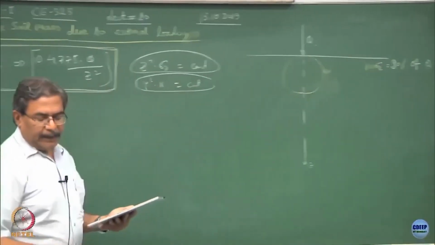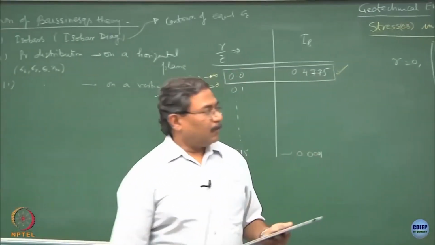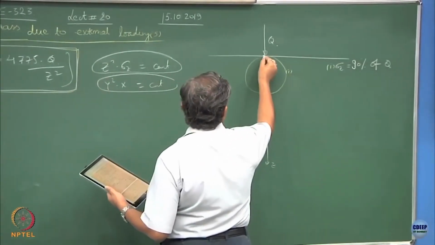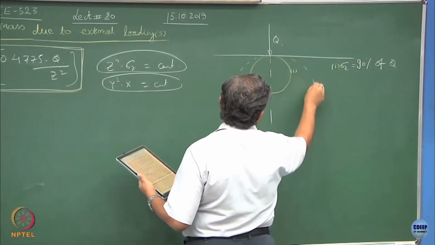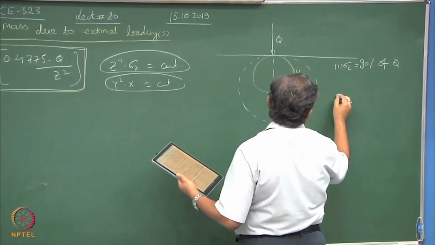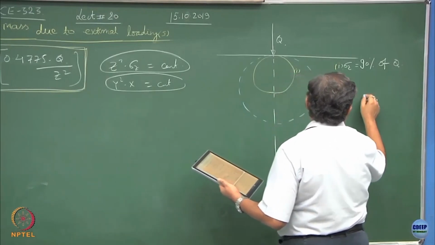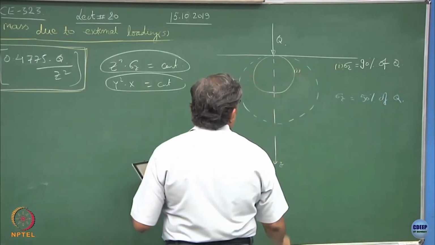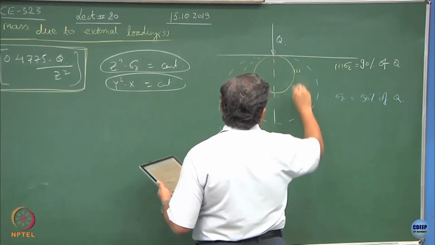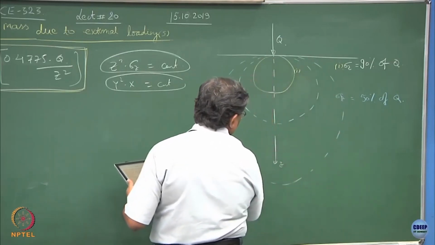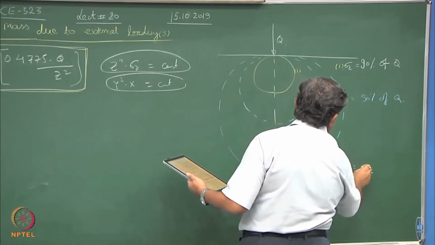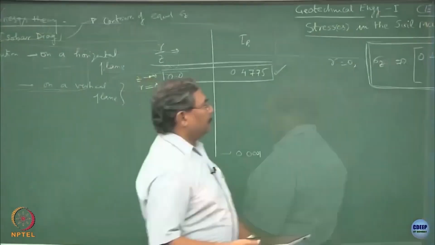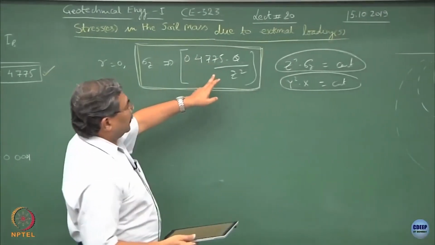As the intensity of the pressure decreases, what will happen? Somewhere here you will have, this would be let us say sigma z equal to some 50% of Q, and this will go up to certain value where I may say that sigma z has become let us say 5 or 10% of the Q value, because this influence factor is doing all the tricks.